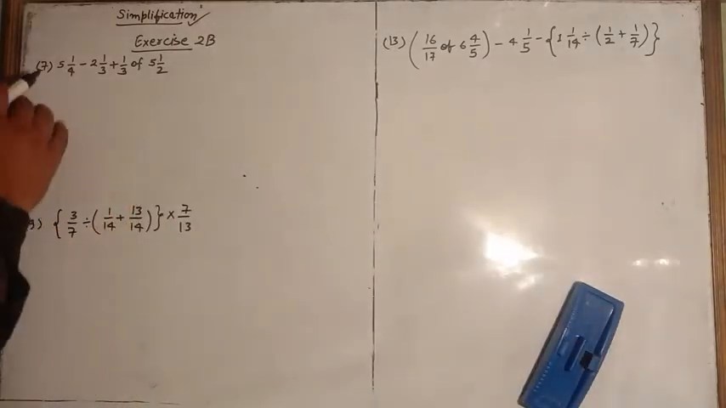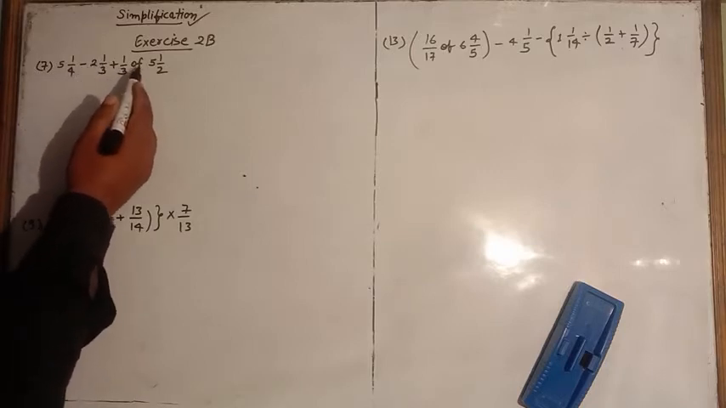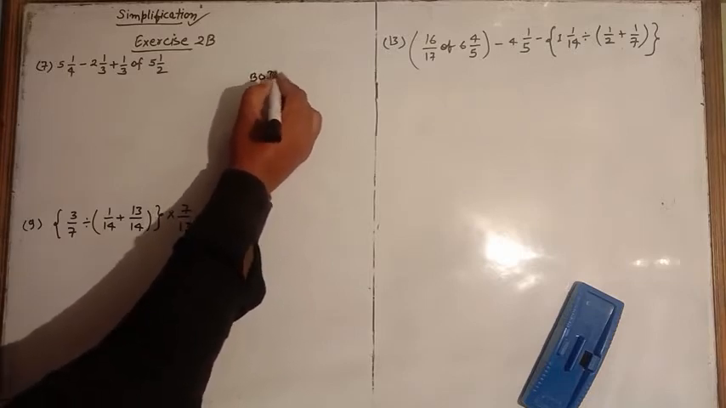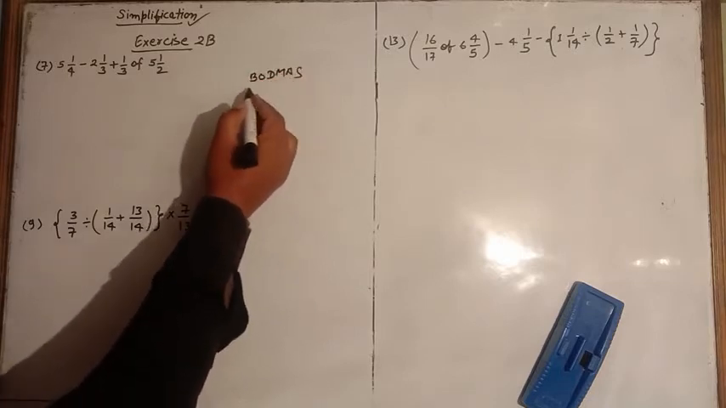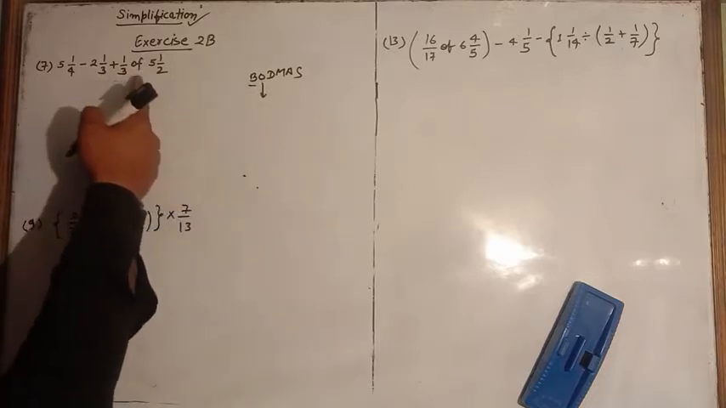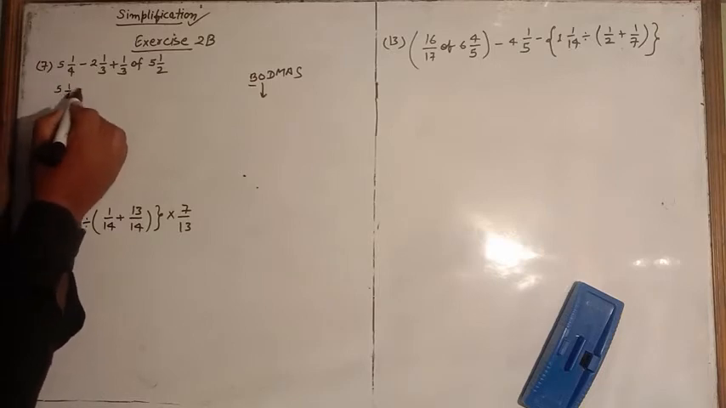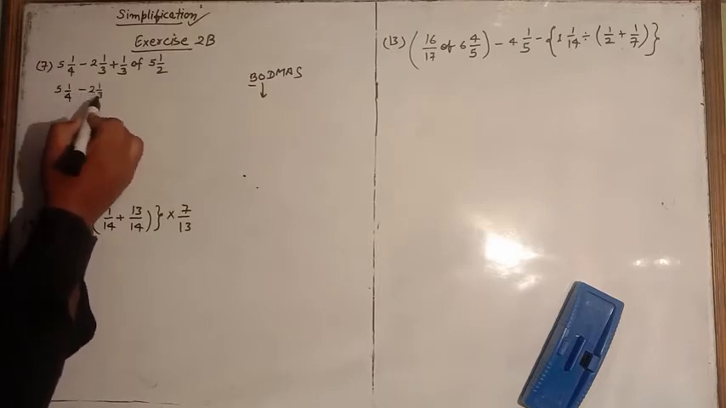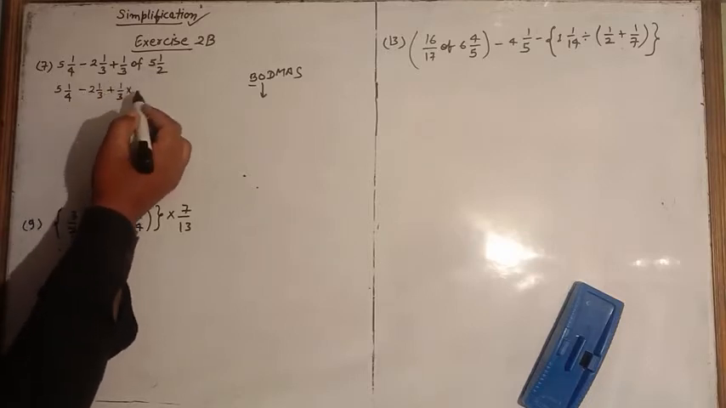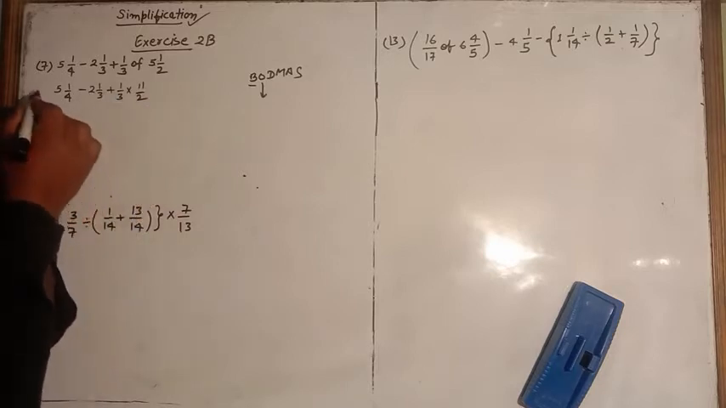See, it is written 5 whole 1 by 4 minus 2 whole 1 by 3 plus 1 by 3 of 5 whole 1 by 2. Now you know here is no bracket, so what is the next operation? Of. So we will solve "of" first, and all others we will write as it is: 5 whole 1 by 4 minus 2 whole 1 by 3 as it is, plus 1 by 3 of, which means multiply, of 5 whole 1 by 2: 5 twos are 10 plus 1, 11, we will write 11 over 2. So we will solve this one.